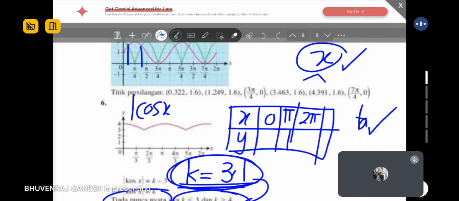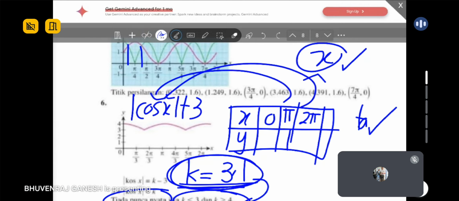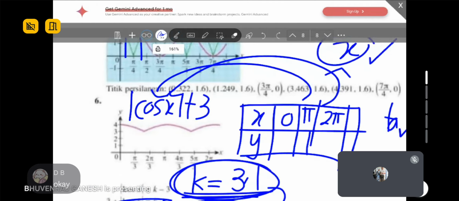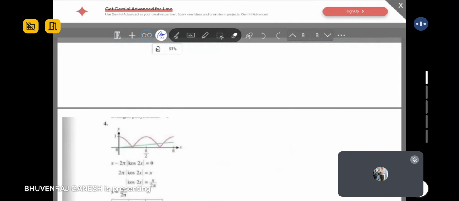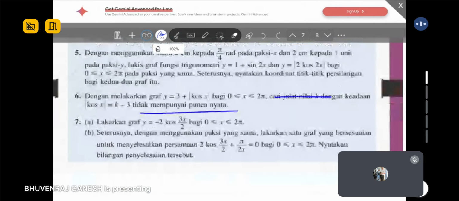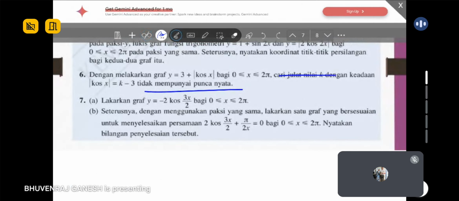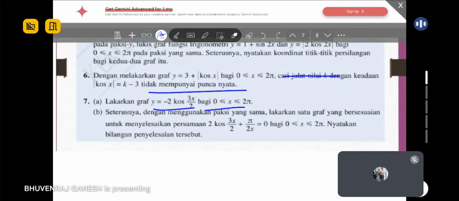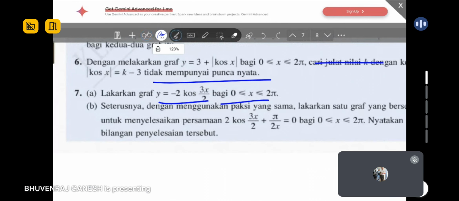This is your equation. Am I right? So you just put all the X values inside here. Substitute all the values. Press the calculator. Then you get this graph. Very simple. No need to memorize the graph. No need to remember the shape of the graph. Just use the substitution method. Okay? Alright, last question guys.